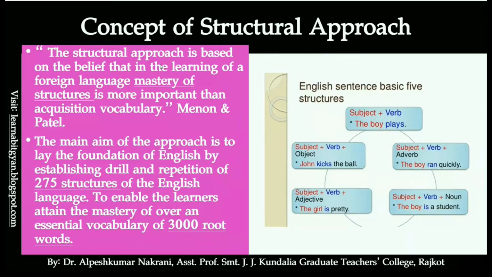It is told that there are more than 275 structures. And we believe that there are basically 3,000 words that any student should learn if he wants to learn the English language. Basic 3,000 words. So these 275 structures will be arranged scientifically, logically, from easy to complex. These 3,000 words will be divided into different standards.